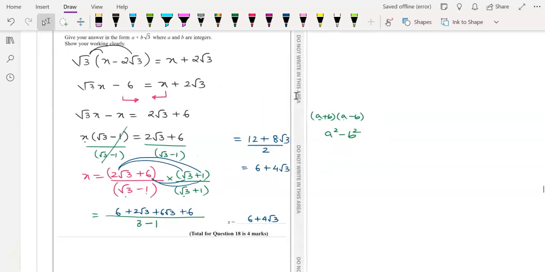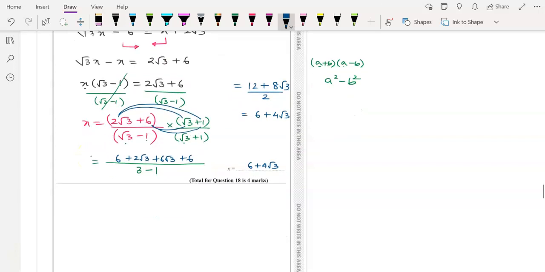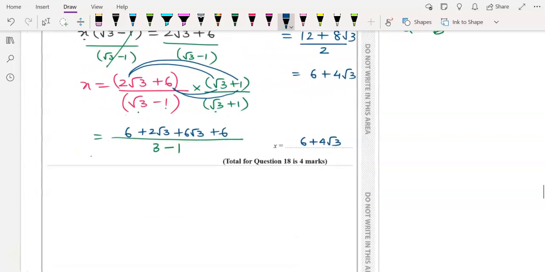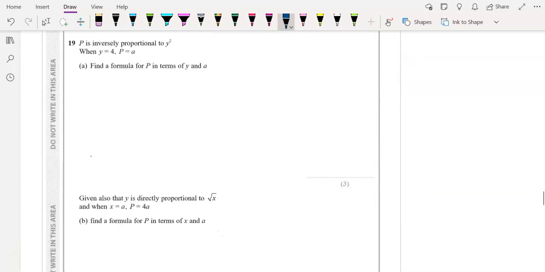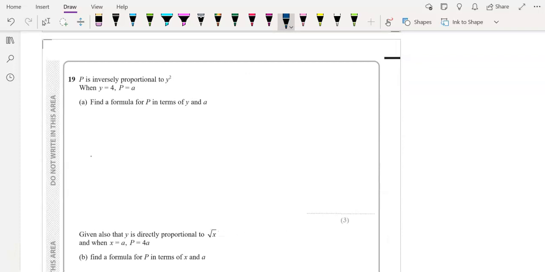Okay, that's it for this question. Moving to the next one. Now, question 19. P is inversely proportional to y square. When y equal to 4, p equal to a. Find a formula for p in terms of y and a.